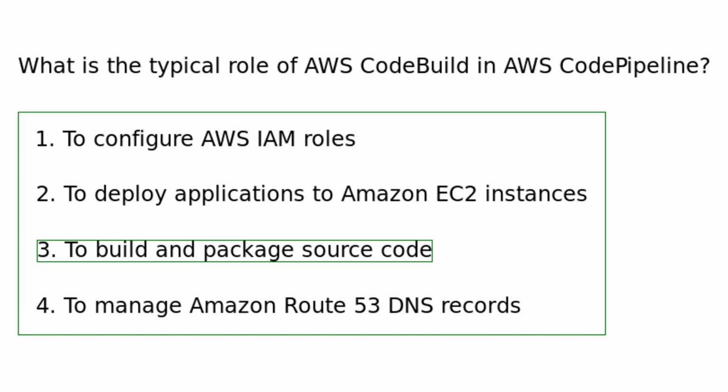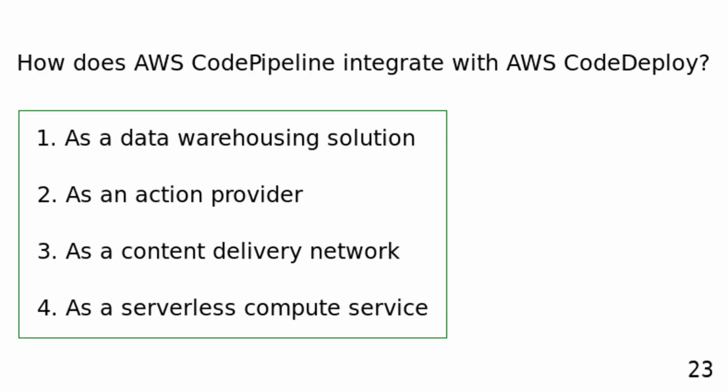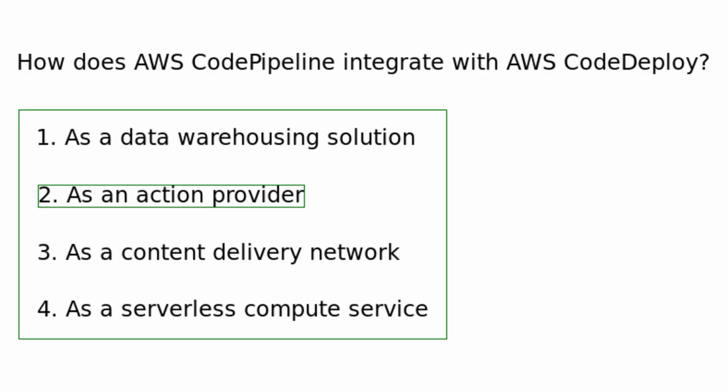How does AWS CodePipeline integrate with AWS CodeDeploy? As a data warehousing solution. As an action provider. As a content delivery network. As a serverless compute service. AWS CodePipeline integrates with AWS CodeDeploy as an action provider to facilitate automated deployments of applications managed by CodePipeline.